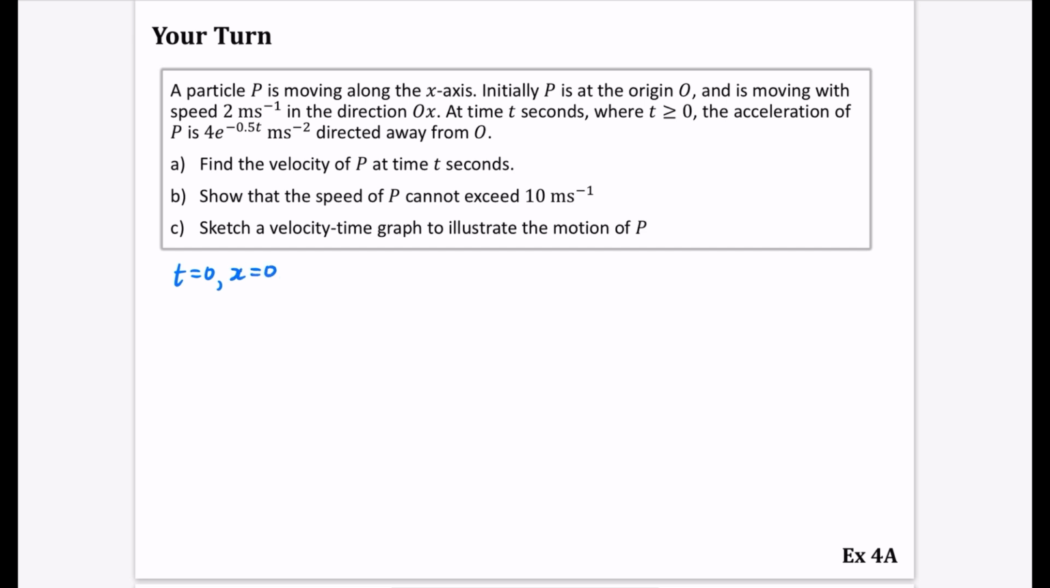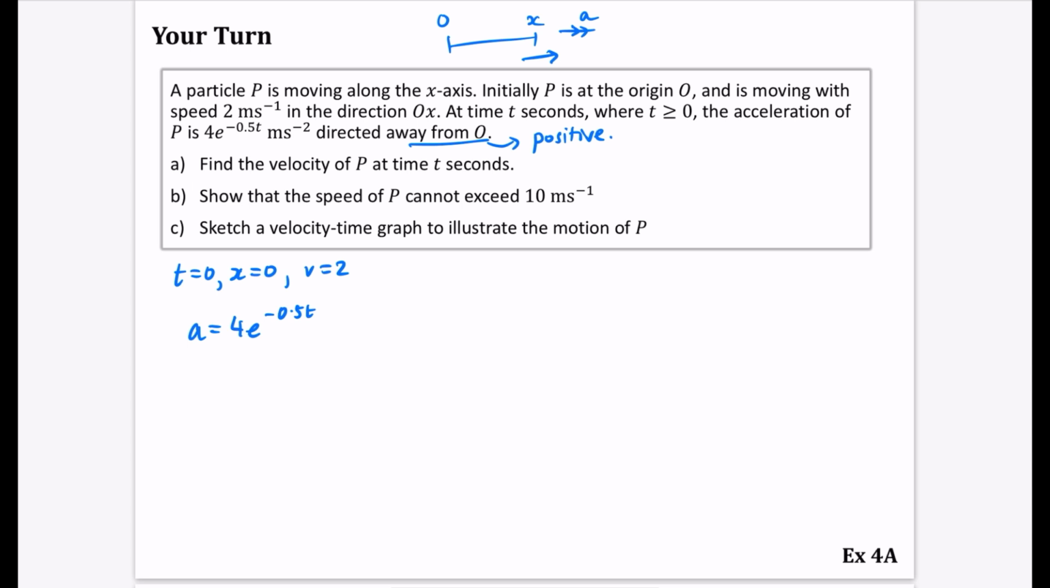And is moving with speed 2 meters per second in the direction of OX. So if we have the origin and we have x, the velocity is moving away from it. So it's a positive 2 rather than a negative 2. At time t seconds, where t is greater than 0, the acceleration of P is 4e^(-0.5t) directed away from O. So the acceleration is also going in this direction, which means the acceleration is positive. Away from O means that it is positive.